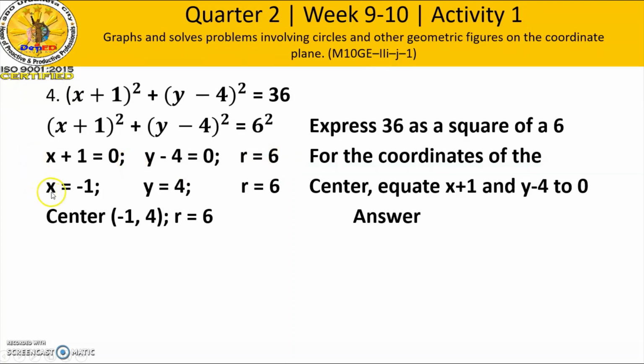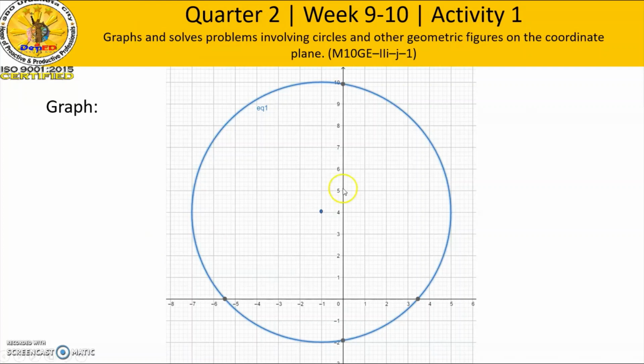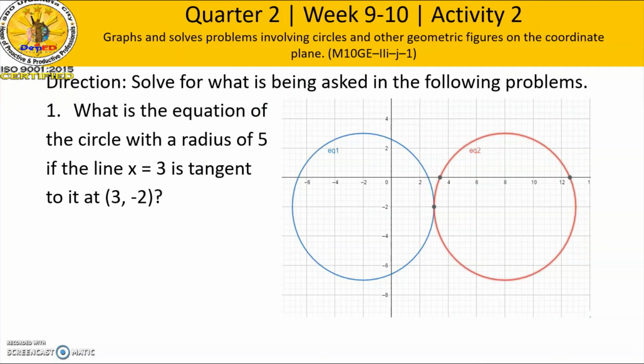So, the value of x is negative 1 and the value of y is positive 4. The center of this circle is (negative 1, 4) and the radius is 6 units. This is the graph of the given circle. We have the center at point (negative 1, 4) and a radius of 6 units.